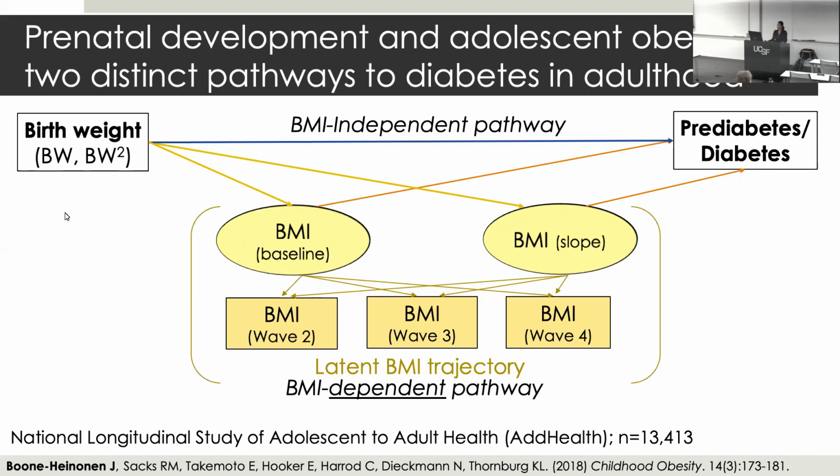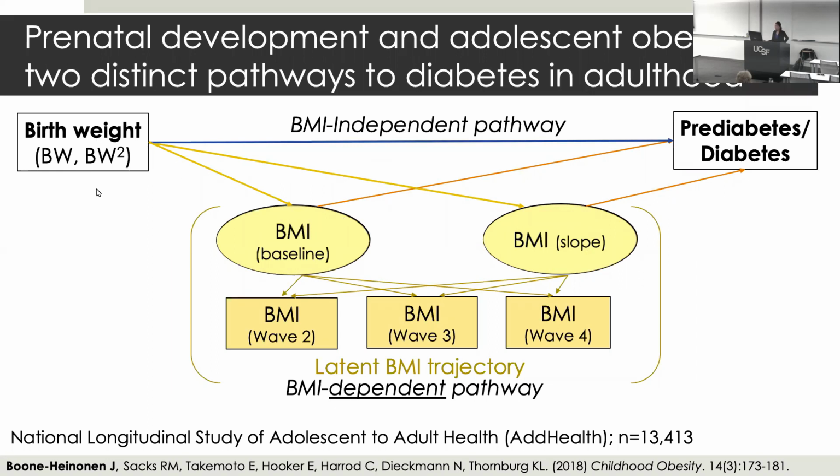And the question here is, so we have a wealth of evidence showing associations between birth weight and diabetes and pre-diabetes. So the question here is, are there multiple mechanisms that explain those associations? And so typically what we think about is that this is occurring through BMI.